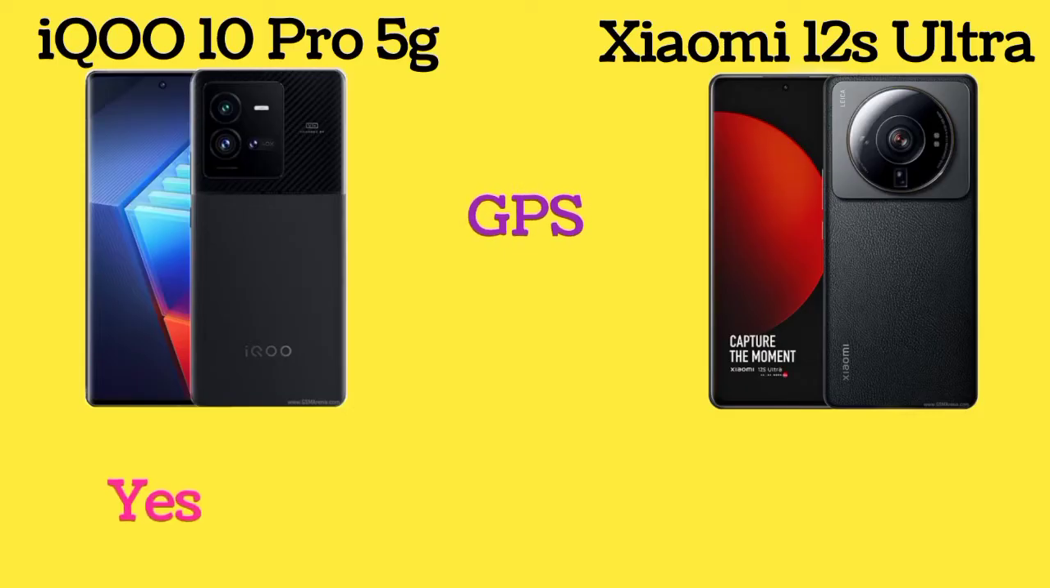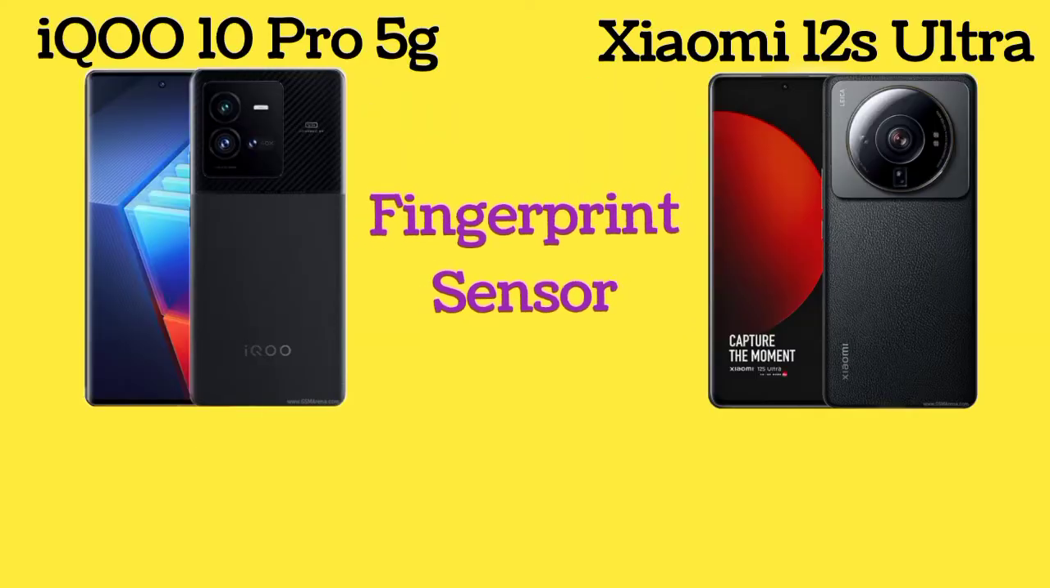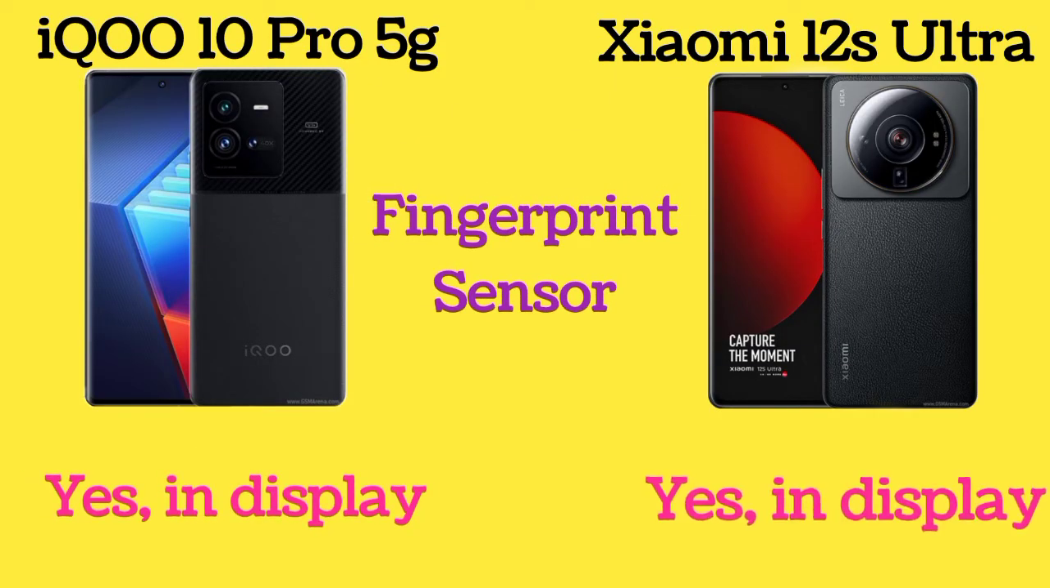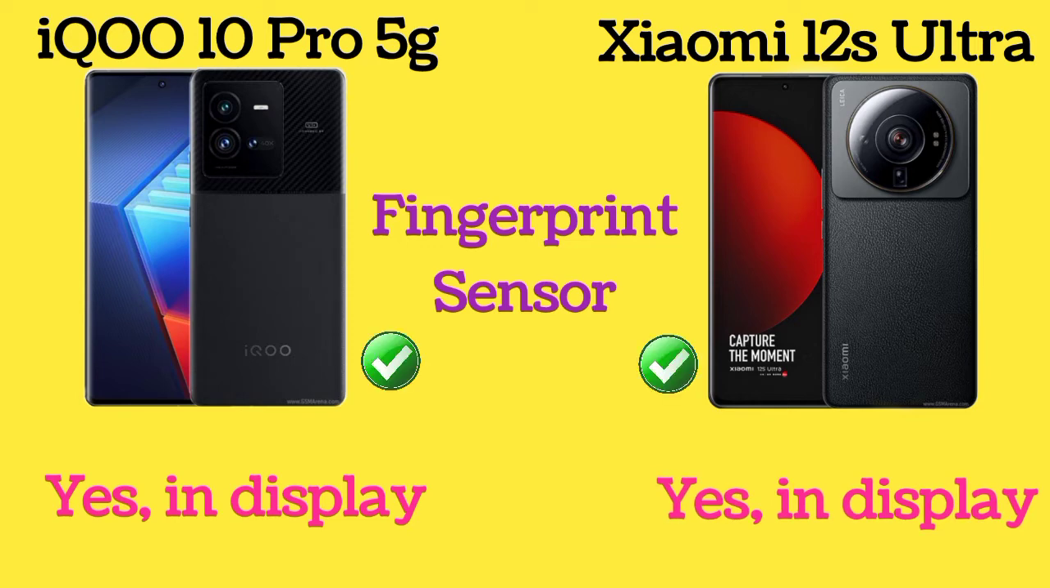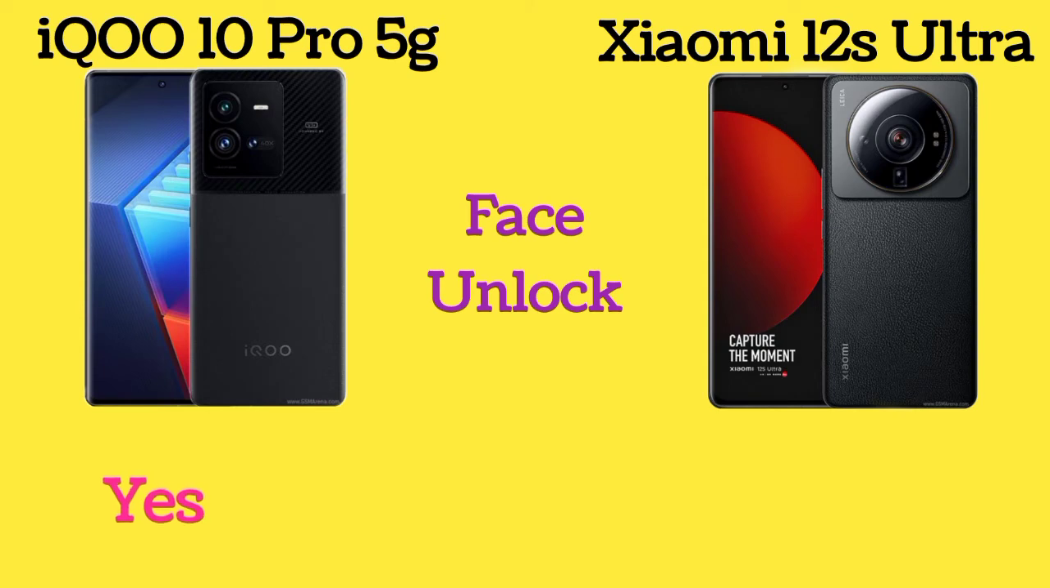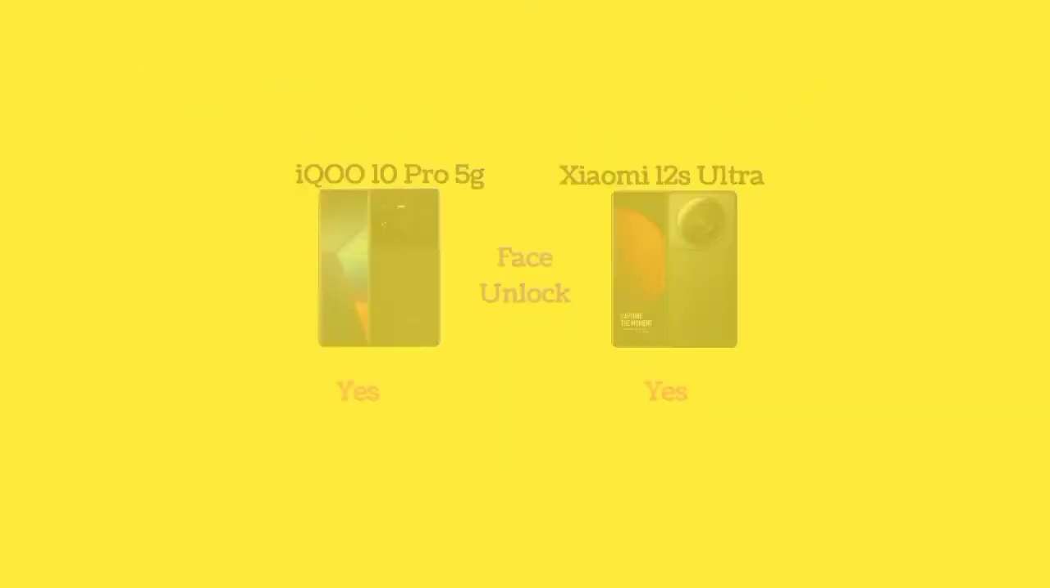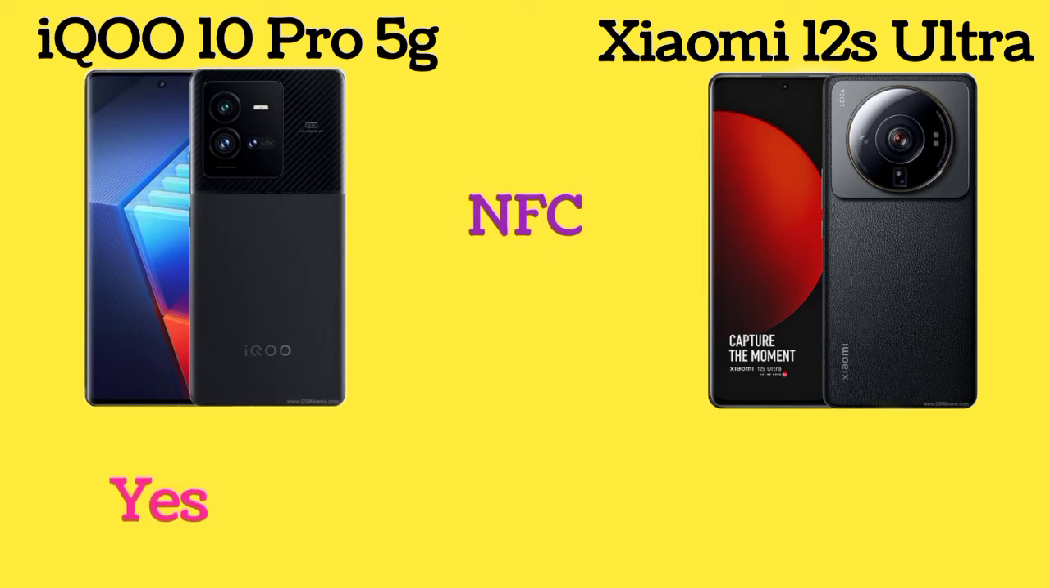iQOO 10 Pro and Xiaomi 12s Ultra both phones have GPS. iQOO 10 Pro and Xiaomi 12s Ultra both phones have in-display fingerprint sensor. iQOO 10 Pro and Xiaomi 12s Ultra both phones have face unlock. iQOO 10 Pro and Xiaomi 12s Ultra both phones have NFC.